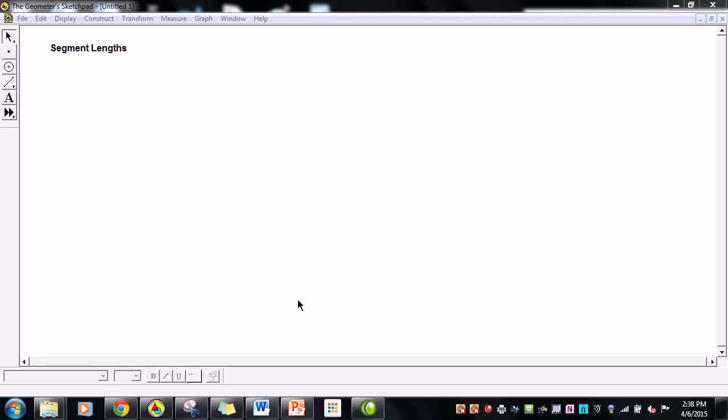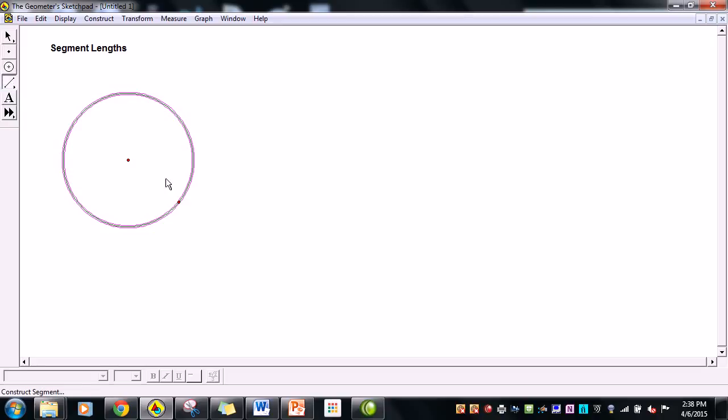In this video I want to introduce to you some segment length formulas that pertain to circles and chords and secants and tangents. So here we go. There are several rules, kind of like angles, and the diagrams actually look very similar to those of the different types of angles relative to circles we've looked at.